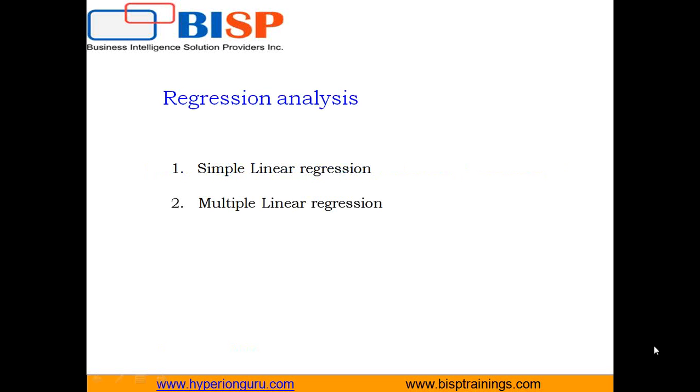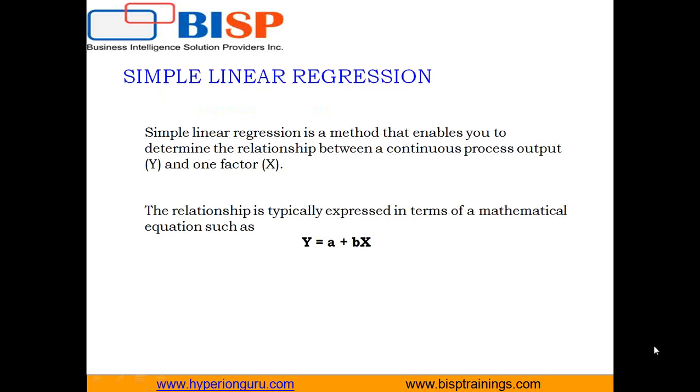Linear regression is a common statistical data analysis technique. It is used to determine the extent to which there is a linear relationship between a dependent variable and one or more independent variables. So there are two types of linear regression. The first one is simple linear regression and the second is multiple linear regression. First, I am talking about simple linear regression.